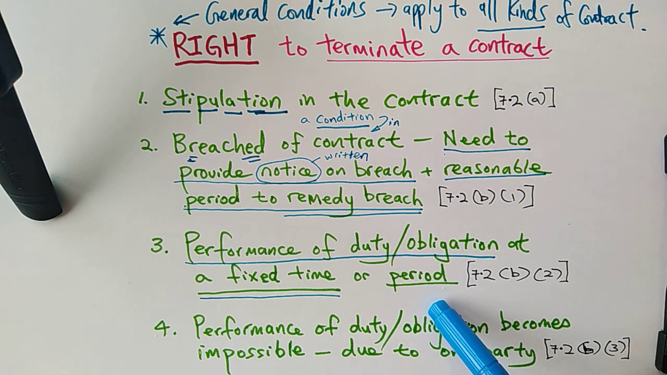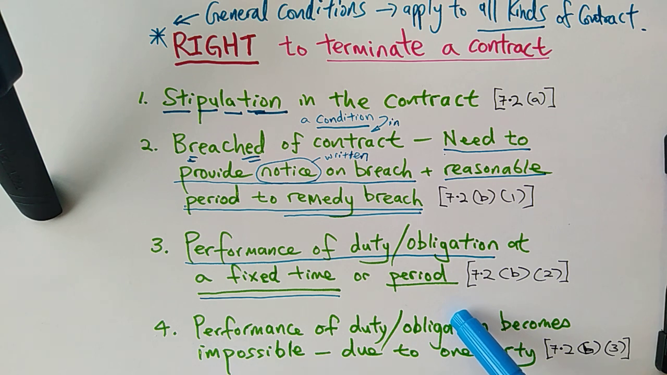Right? And the law sees that if you have a certain date, that means the date is important for the contract. The date for the performance of the obligation or duty is important for the contract. If not, why do you fix a date? Why do you have what they call a deadline? Right? And if that date comes, you don't get what you want, what they agree to do, what they agree to sell, what they agree to provide, then what's the point to continue?